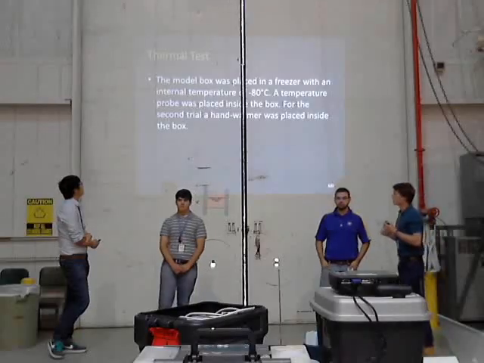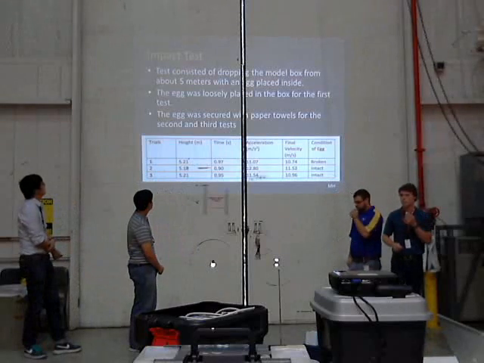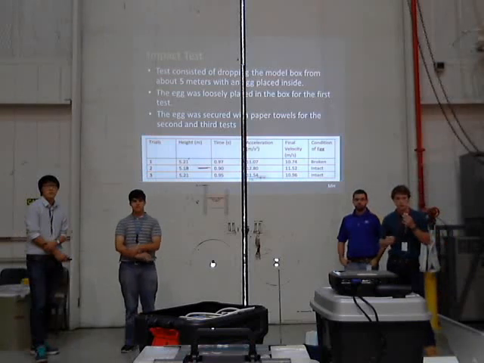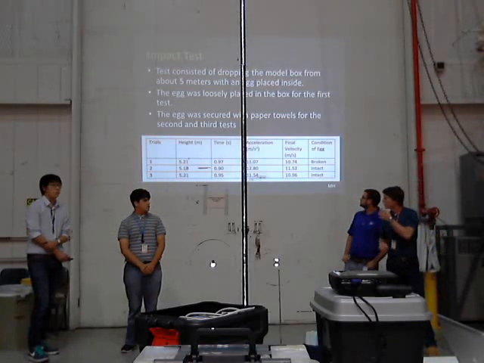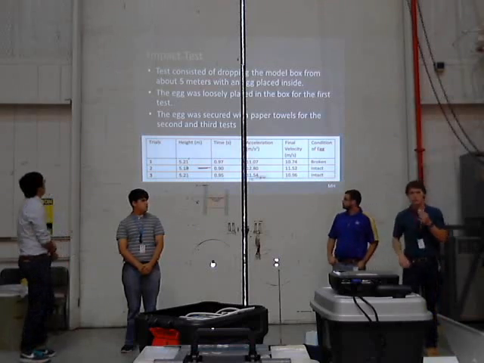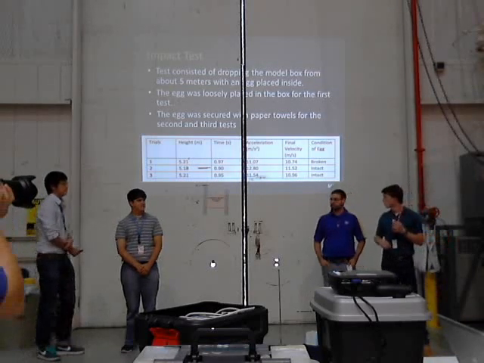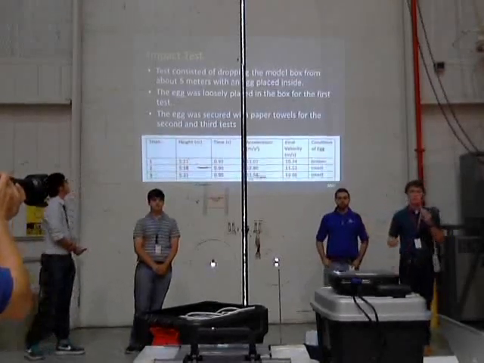And so here we have our test for the mechanical design. We did an impact test. We put an egg in our practice box, and we dropped it from a height of around 5 meters. We measured the time and of course the height. And from that, we were able to calculate the acceleration and final velocity of the box.